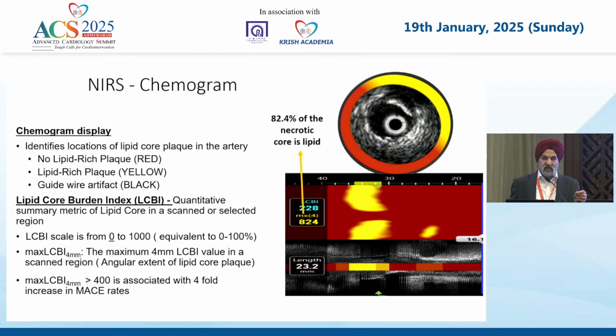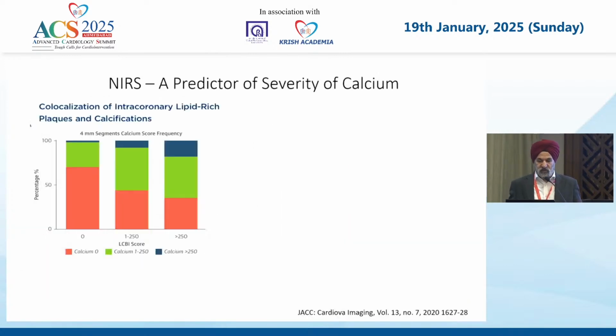Now, I must tell you here, since I'm not doing an ACS talk, it is lipid and only lipid which leads to thrombus formation. If you have a necrotic core which is devoid of lipid, you will have absolutely no slow flow or no reflow happening, or any kind of distal embolization leading to TIMI flow less than 3. So it's only lipids which produce slow flow.